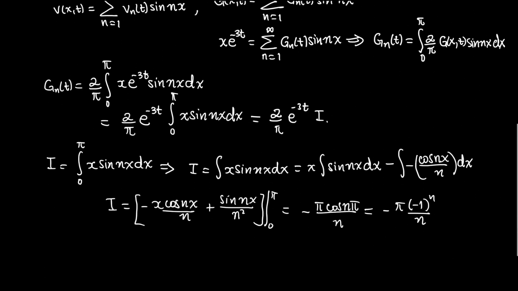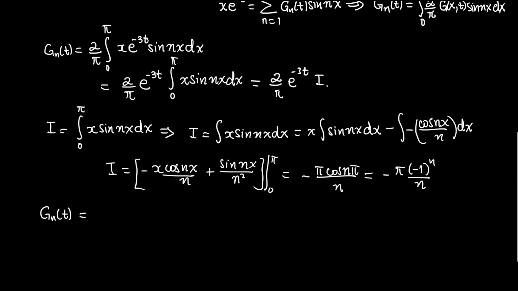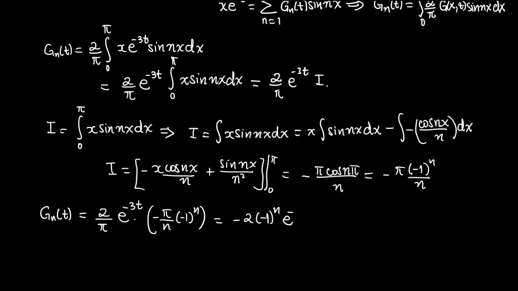So that means my g_n(t) function is equal to 2 over pi, then I have e^(-3t) times minus pi over n times (-1)^n, like that. Then I have minus 2 times (-1)^n e^(-3t) over n.